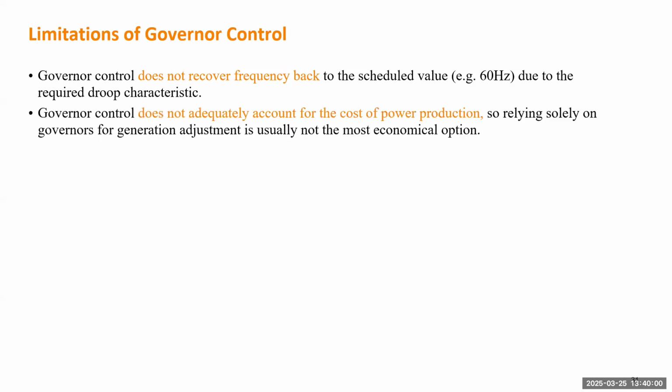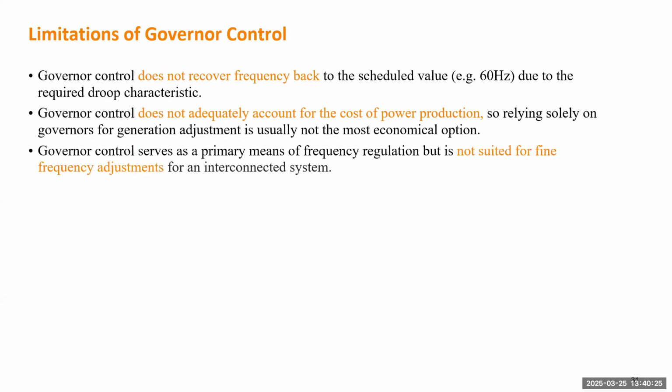And the governor control does not adequately account for the cost of power production, which means if you start from economic dispatch for the entire system at 60 Hertz, as long as there's any load change or generation change, all the units will operate at a new condition, which is different from the original dispatch. So governor control serves as a primary means of frequency regulation, but it's not suited for fine frequency adjustment for a large system.